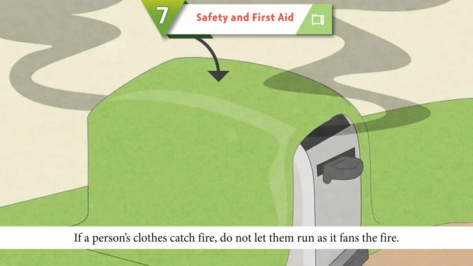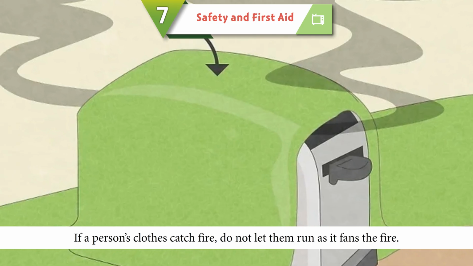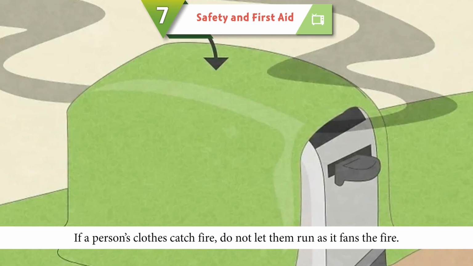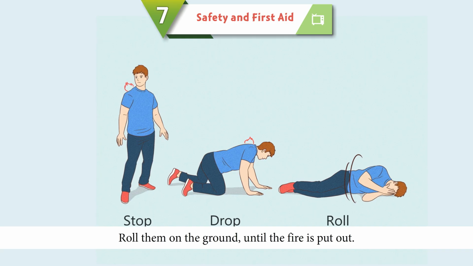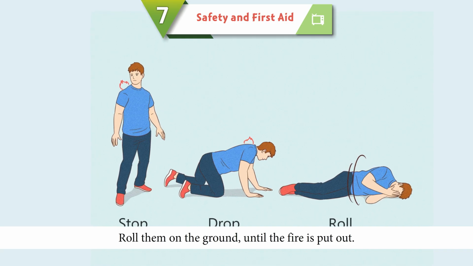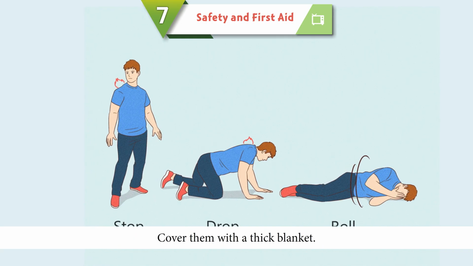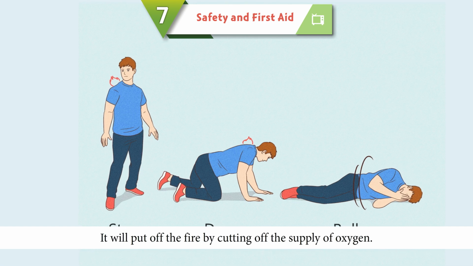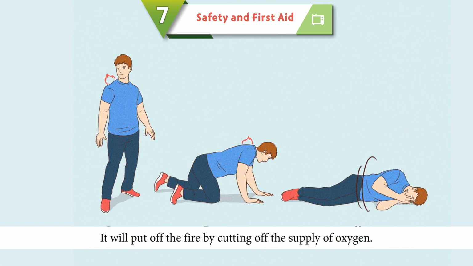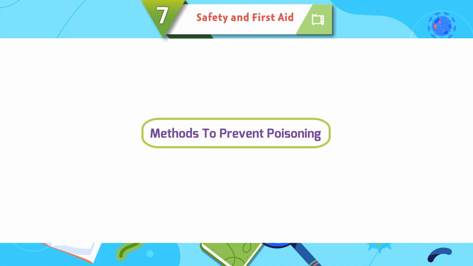If a person's clothes catch fire, do not let them run as it fans the fire. Roll them on the ground until the fire is put out. Cover them with a thick blanket. It will put off the fire by cutting off the supply of oxygen.